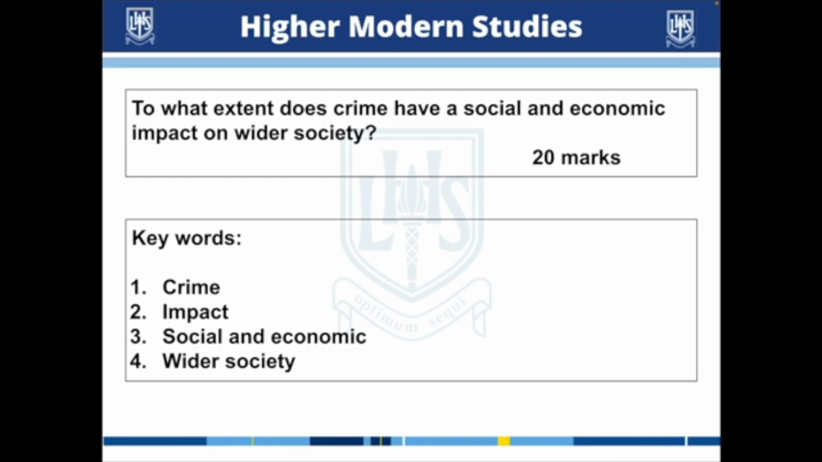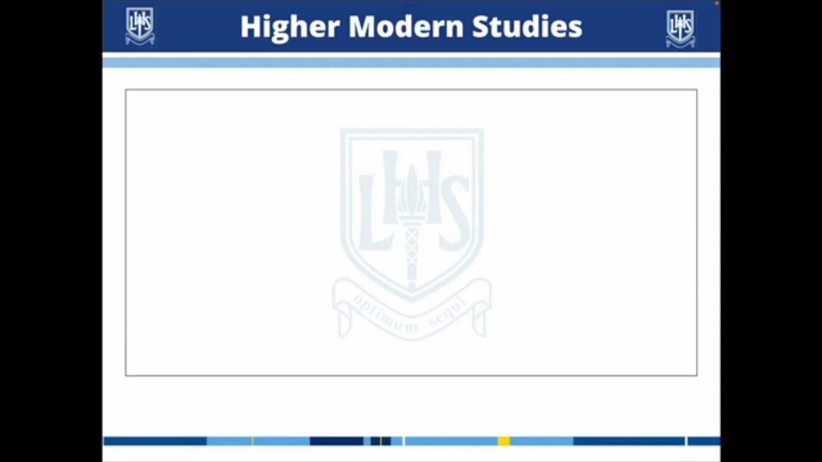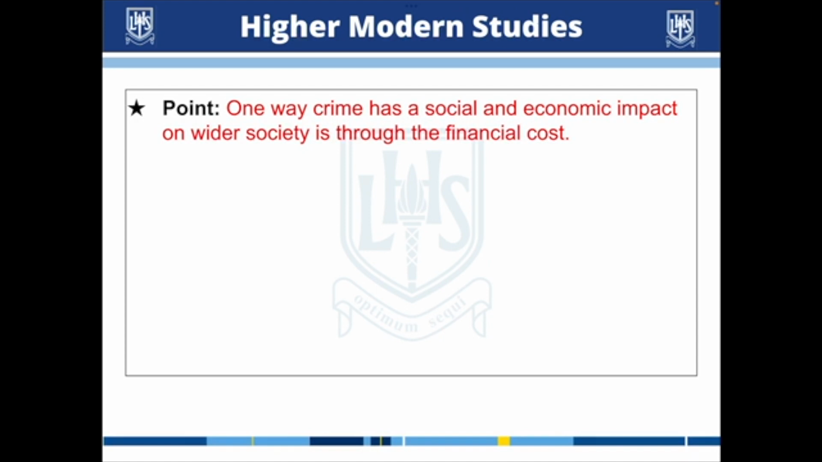And every single question always has some keywords. That's the kind of things you need to mention in your points, your rebuttals, your links, your introduction, your conclusion. So take some time and identify those. One way crime has a social and economic impact on wider society is through the financial cost. So our factor there is financial cost. And we're using the exact wording of the question to craft our point.